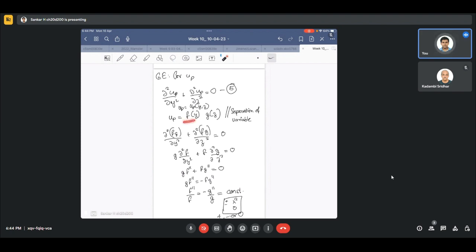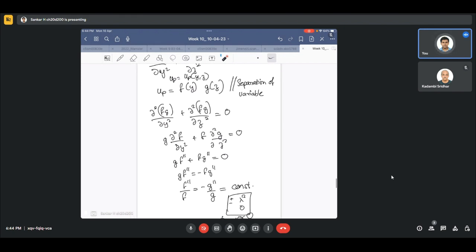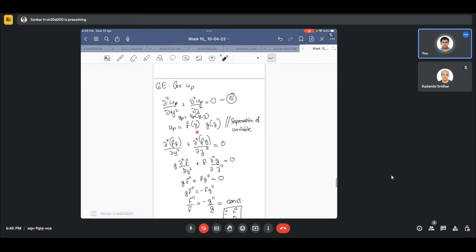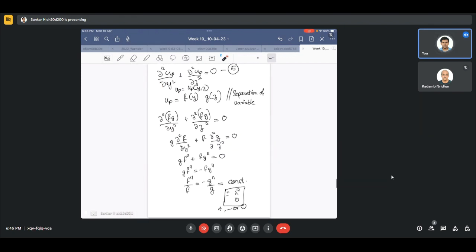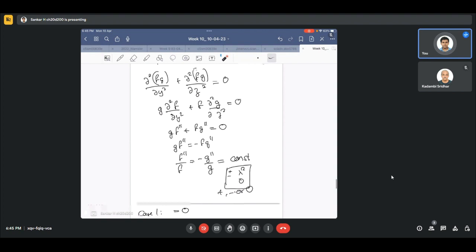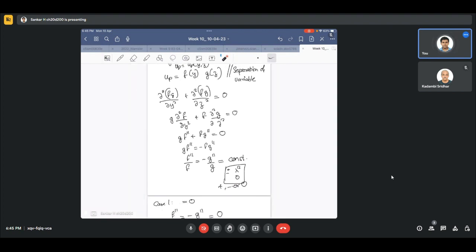So we say that f is a function of y alone and g is a function of z alone, and we substitute this fg into the partial differential equation, the elliptic equation we have. This can be simplified finally to get f double dash by f equal to minus g double dash by g equal to a constant, and that constant can be a positive quantity, a negative quantity, or zero.